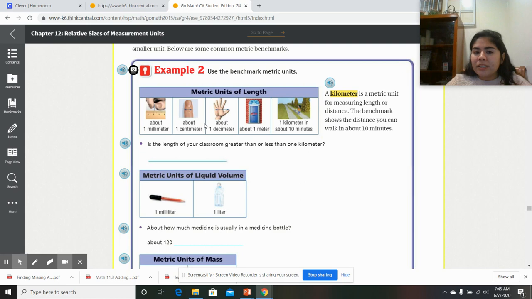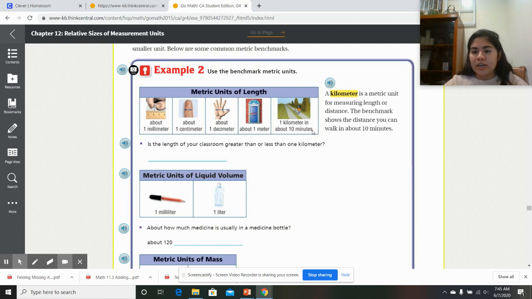Then we have centimeters, which is probably the closest thing to an inch, right? It measures this part of your finger, okay? That's a centimeter. Then we have a decimeter, which is about the size of your hand. Again, Miss Albers has small hands, so probably an average size hand. Then we have 1 meter, which is about the length of a door. And 1 kilometer is about 10 minutes. So if 1 mile is about 20 minutes, then 1 kilometer is 10 minutes.